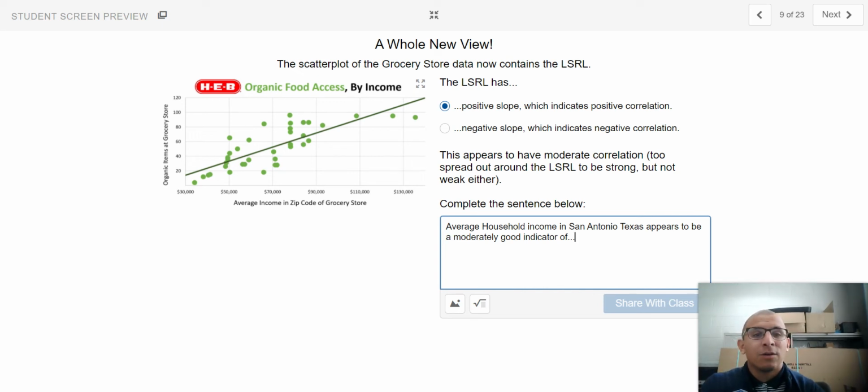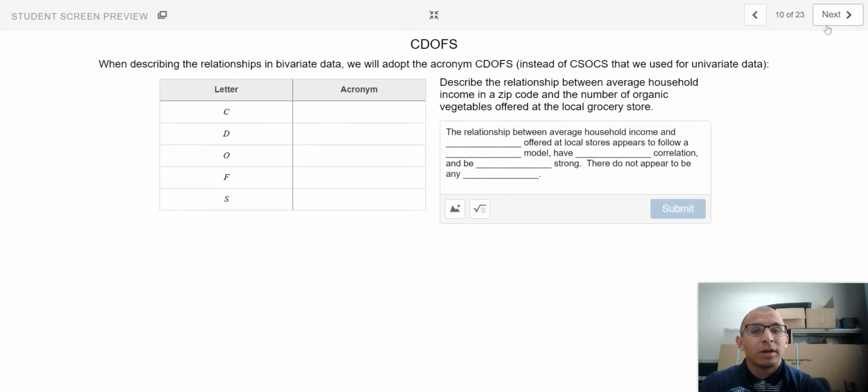The data isn't necessarily too compact around the least square regression line, but it's not necessarily too far to say that it's weak. Anyway, I'd like for you to generate with your peers, since we're just kind of exploring, the following sentence. Average household income in San Antonio, Texas appears to be a moderately good indicator of insert blank here. Share that thought with your peers and we'll pick up all together.